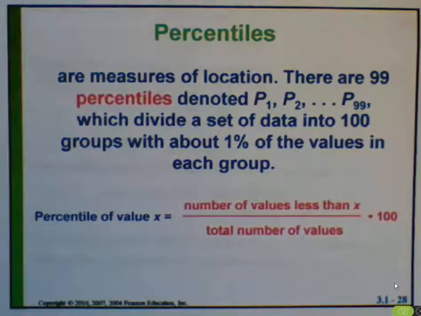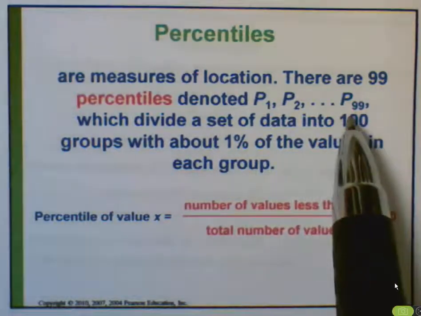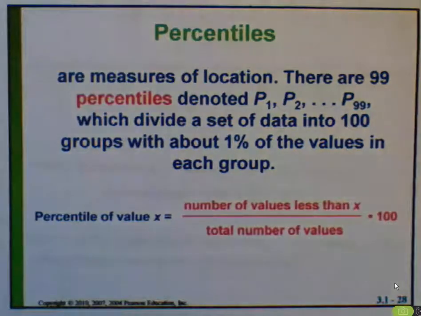So percentiles are measures of location. There are 99 percentiles denoted from P1 to P99, and they divide a set of data into 100 groups with about 1% of the values in each group.